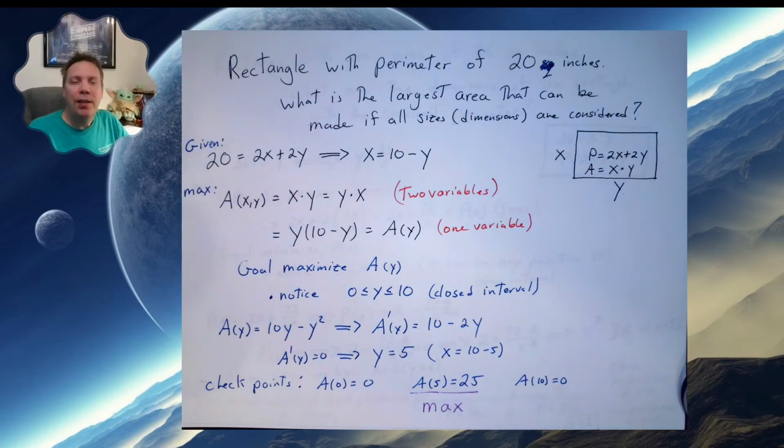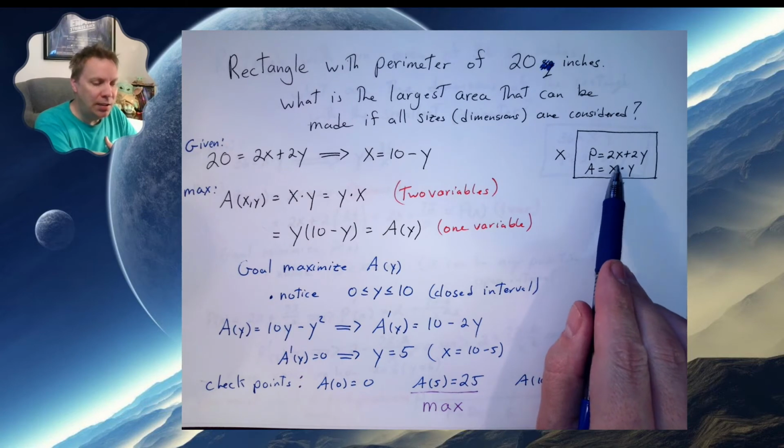Like the 9 by 1. 9 across, 1 down, then 9 across again, then 1 up. That is an area of 9. But an 8 by 2, that still has a perimeter of 20. That has an area of 16. So we can use our techniques of calculus, finding critical values, to determine what the actual maximum is.